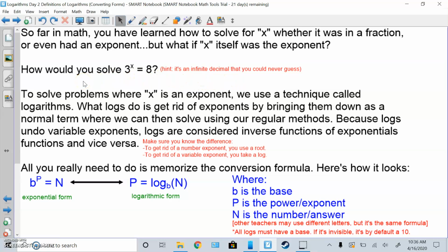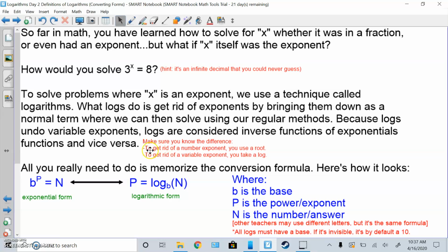But to solve problems where x is the exponent, we use a technique called logarithms, or logs for short. What logs do is get rid of exponents by bringing them down as a normal term, where we can then solve using our regular methods, such as getting x by itself if it's linear, or factoring or using the quadratic formula if it's quadratic. Because logs undo variable exponents, and the exponent must be a letter, it cannot be a number, logs are considered inverse functions of exponential functions and vice versa. So they're opposites, or they undo each other, just like multiplication and division are opposites, adding and subtracting are opposites.